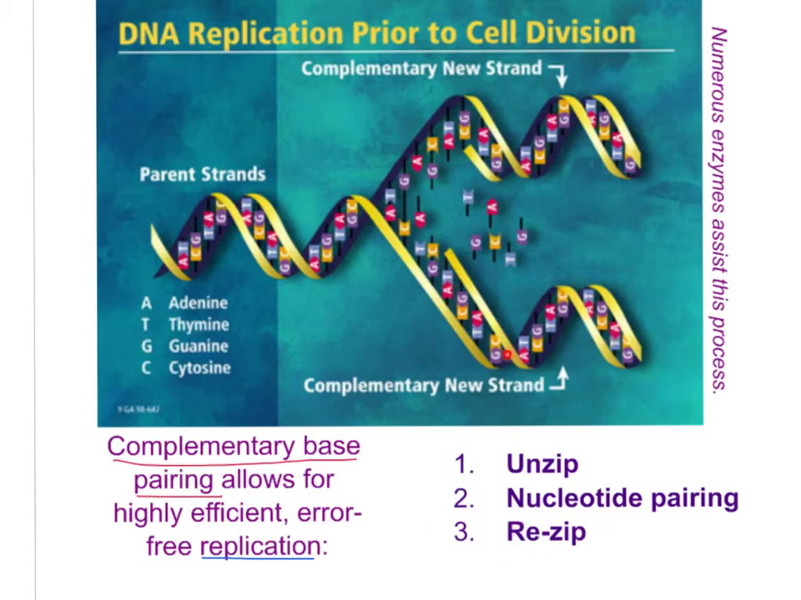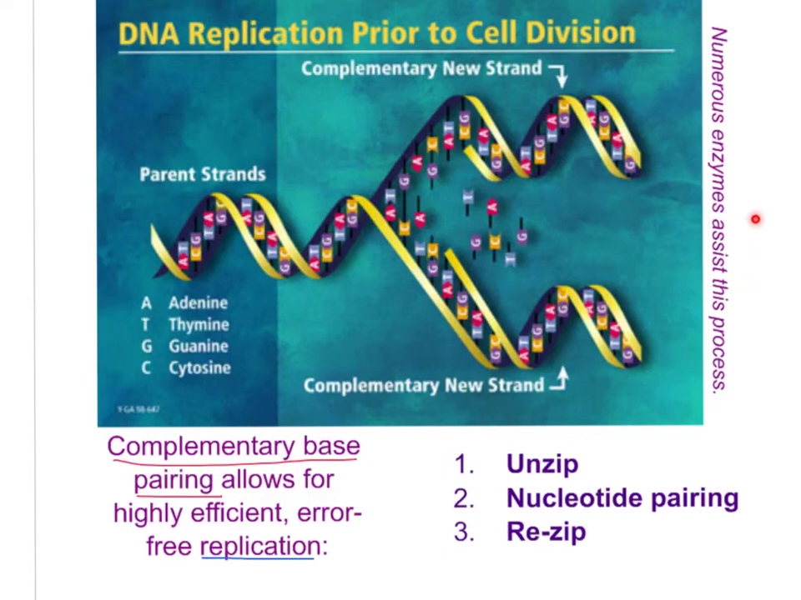Here's our new strand, rezipping. Here's the new strand, rezipping. And we have two identical copies. This will continue to unzip. The nucleotides will continue to pair with each of the complementary strands. The complementary strands rezip, and we will get two identical copies of DNA.